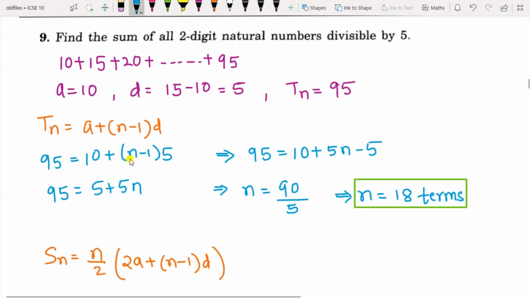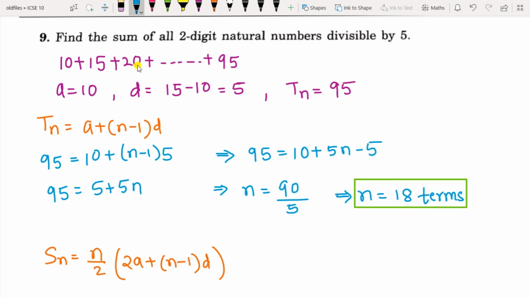Question 9 here is, find the sum of all 2-digit natural numbers divisible by 5. So all 2-digit natural numbers divisible by 5. 2 digits start from 10 to 99, and that too divisible by 5. So write the table of 5 here: 10, 15, 20 and so on, up to 95. So the last term value is 95 here. So A is 10, D is 15 minus 10 is 5, and Tn is 95. Applying the formula Tn equal to A plus n minus 1 d, substitute the values of Tn as 95, A as 10 and D as 5. You get the value of n as 90 by 5, that is 18 terms.